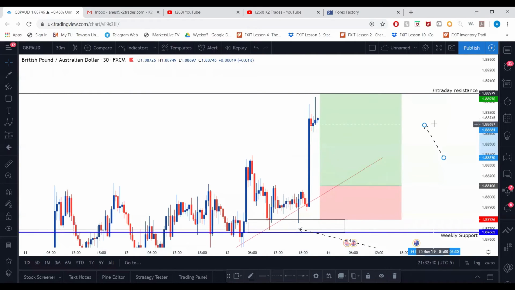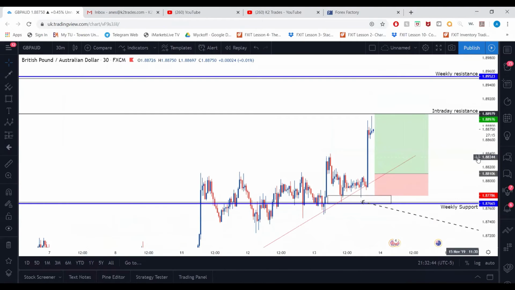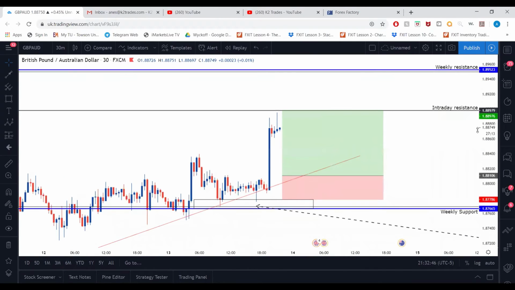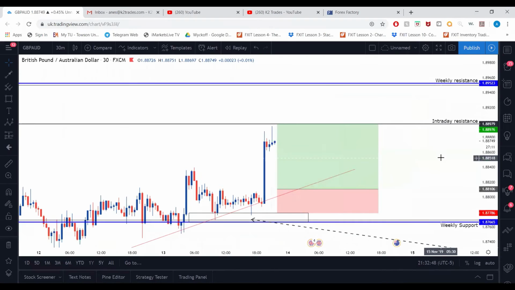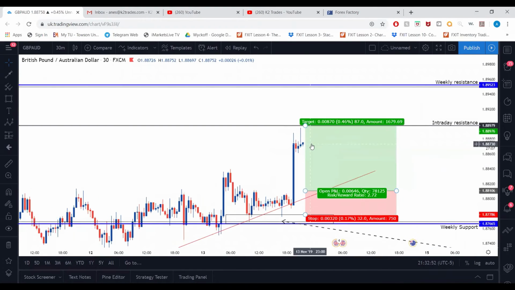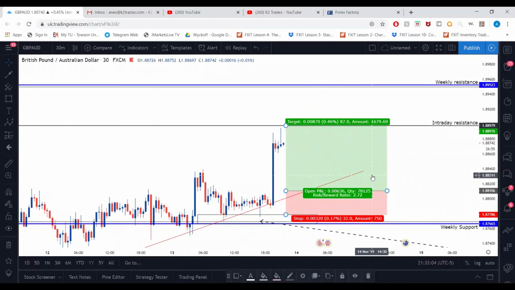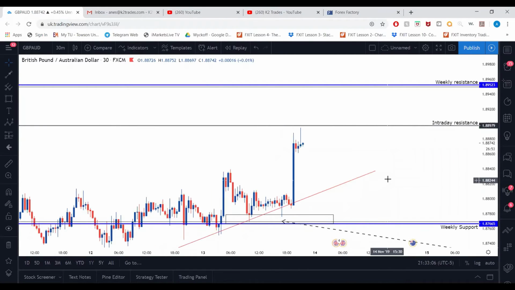But I definitely see either way this being reached, and based on the momentum we can even go as high as 1.89520, which is our weekly resistance. But I would really like that buy if it happens from this area right here, from 1.88130 to 1.88220, anywhere in that range, because that would be low risk and pretty high reward.